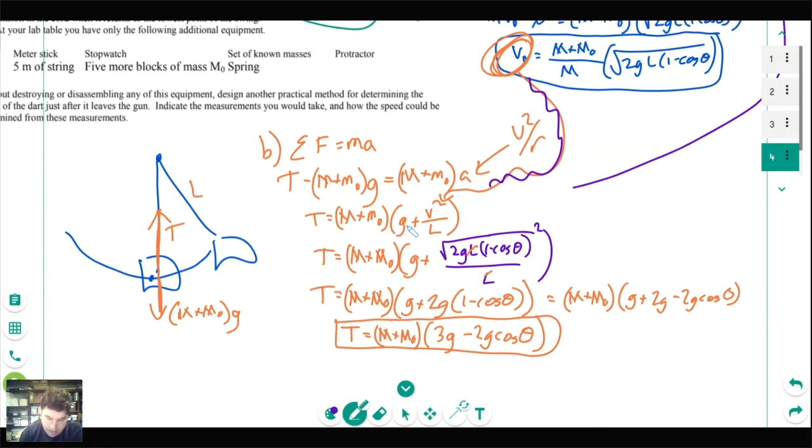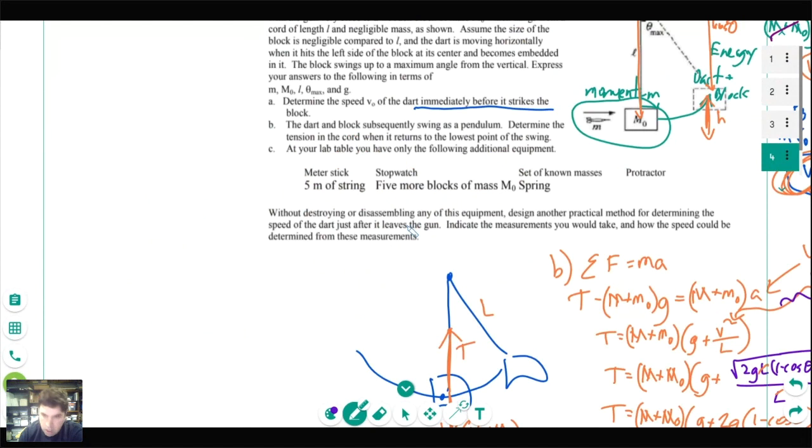Okay, and then finally, part C. At our lab table, we're also given this set of equipment. Without destroying or taking apart any of the equipment, how else could we figure out the speed of the dart just after it leaves the gun?